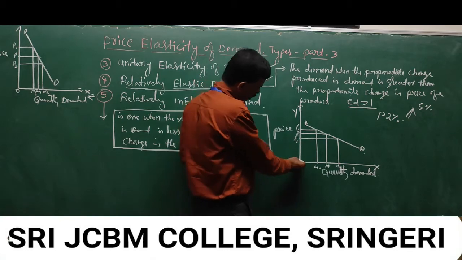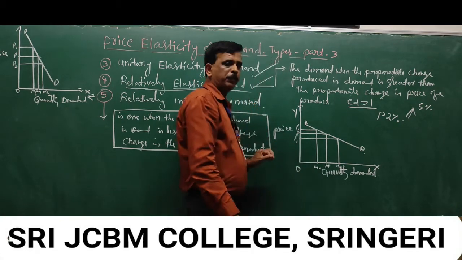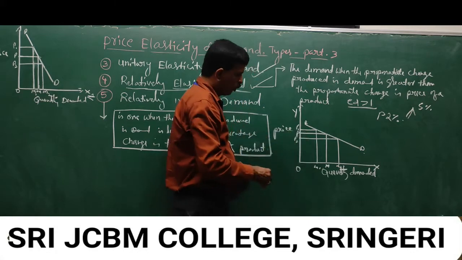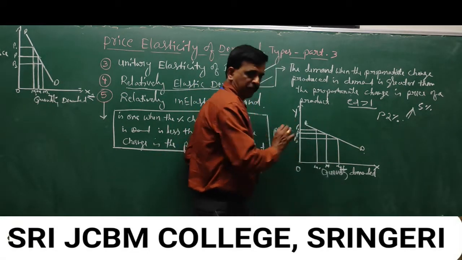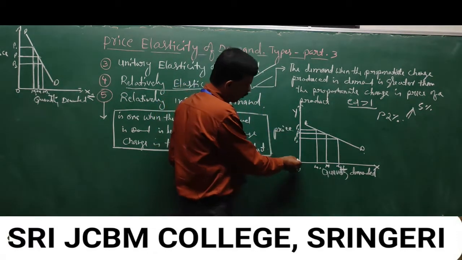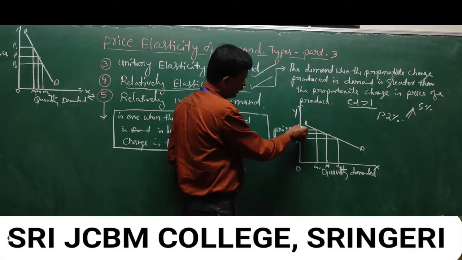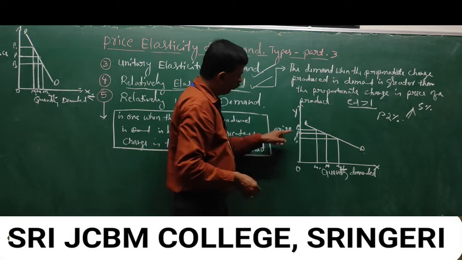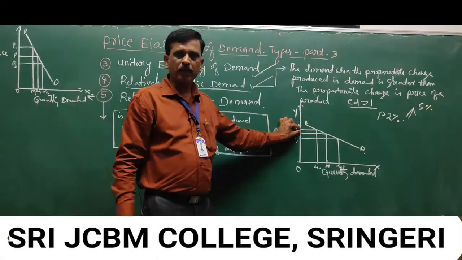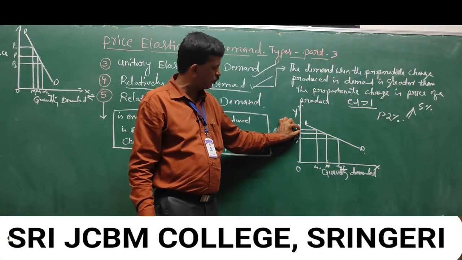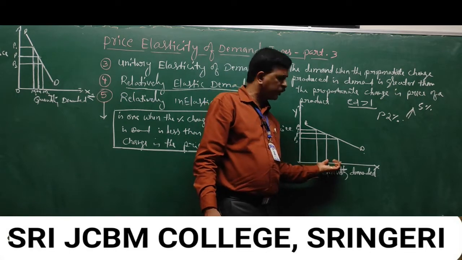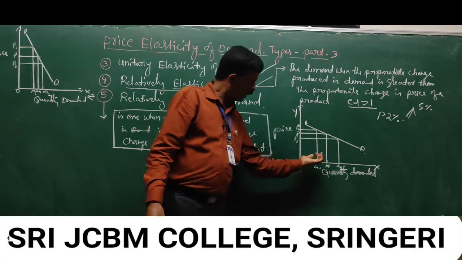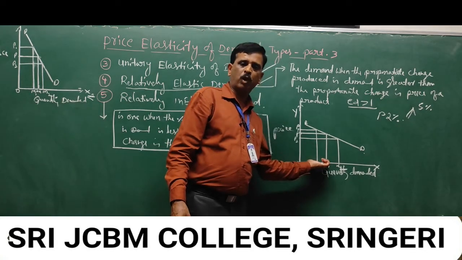A small change takes place in the price of the commodity. OP is the original price. OM is the original demand. Suppose a small change takes place in the price, from OP to OP1. OP1 is the new price. A small change in the price of the commodity leads to a big change in the quantity demanded.